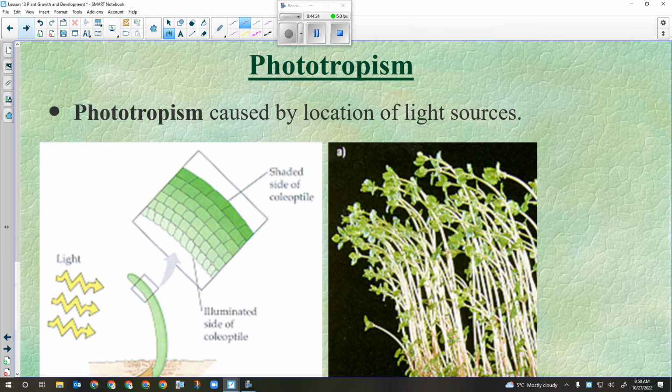Okay, phototropism, a growth response to light. It is a plant growing towards light. The side that's shaded grows faster than the side that's not, so there are more auxins on this side here. These cells get longer than the cells on the inside of the stem, and that will bend the plant towards the light.